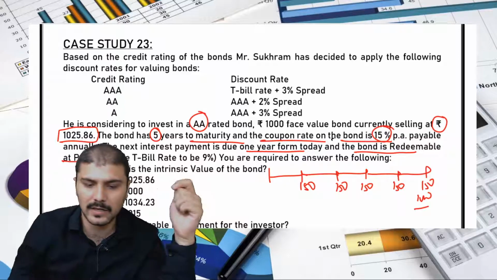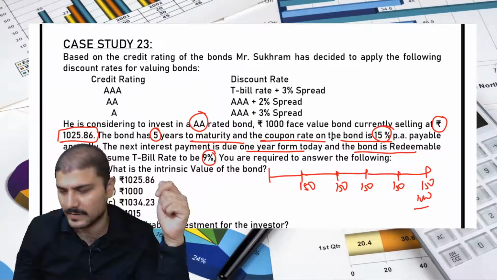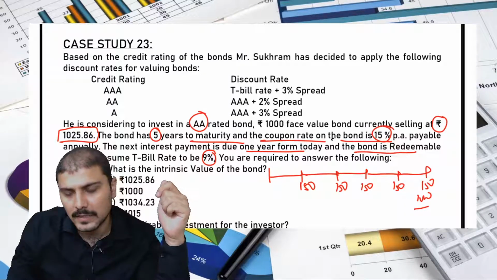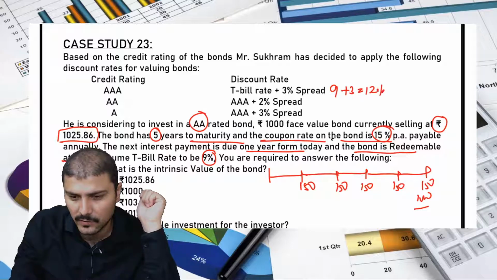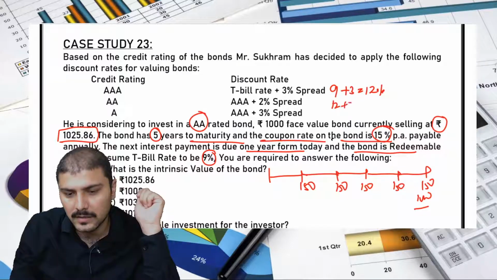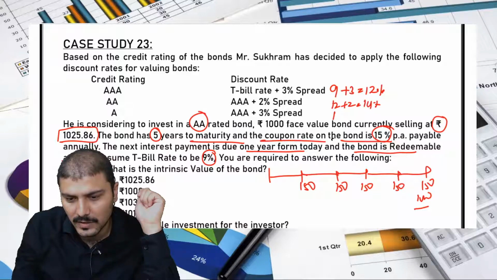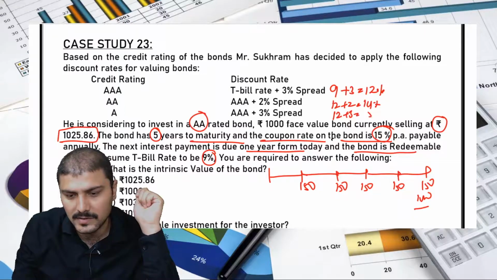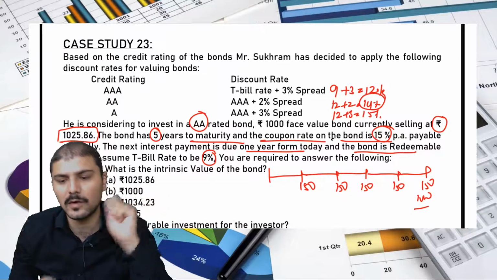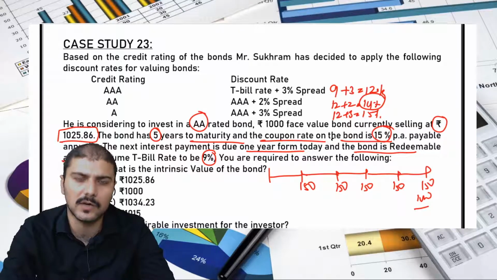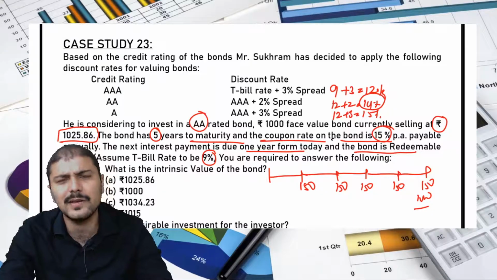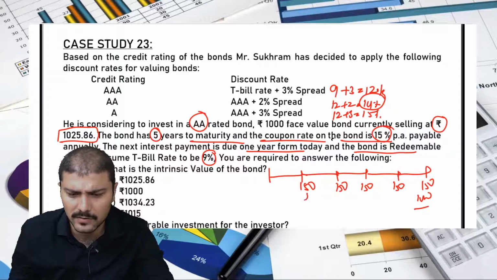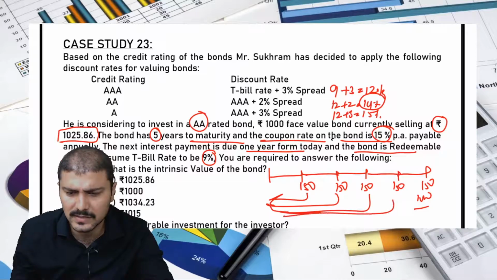In this particular case, if the treasury bill rate is 9%, then the discount rate that he is asking for AAA rated bond is 9 plus 3, that is 12%. Here 12 plus 2, 14%, and here 12 plus 3, 15%. Now in which type of bond is he investing? The answer is at 14%. So he'll use as a discount rate 14%. So how to calculate the value? The cash flows discounted at 14%: first year, second year, third year, fourth year, fifth year.